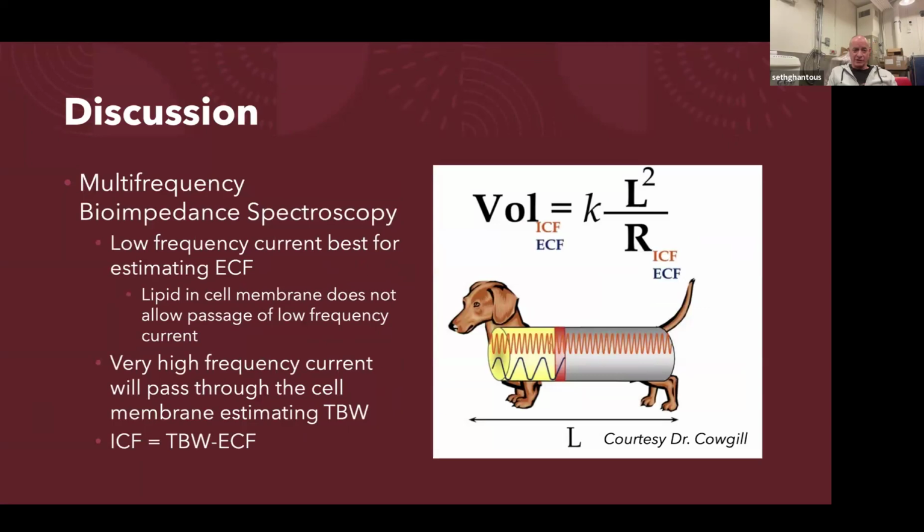Dr. Cowgill lent me this slide, and it shows multi-frequency bioimpedance spectroscopy, where you use different frequencies to determine the intracellular and extracellular fluid volumes, really the intracellular fluid volume and the total body water. You can see that a low frequency current is best for estimating the extracellular fluid volume. It has something to do with the fact that the lipid in the cell membrane does not allow passage of that low frequency current, so it represents the extracellular fluid volume when you use it.